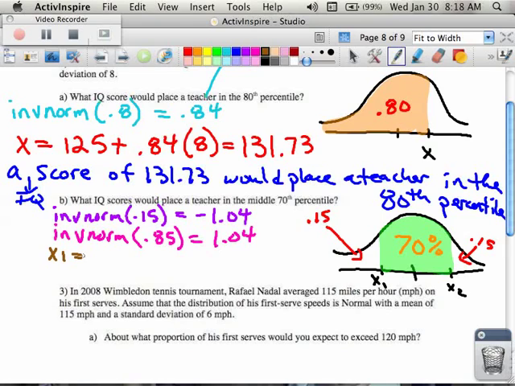And then to find these two scores, so my first score, my x1 that is, would be equal to my mean, which was 125, minus 1.04 times 8. So I get a score of 116.68.